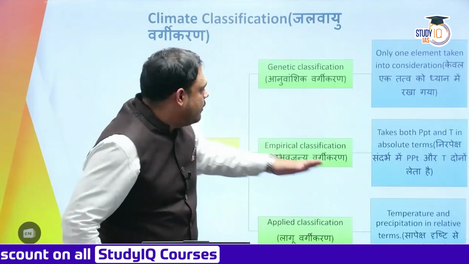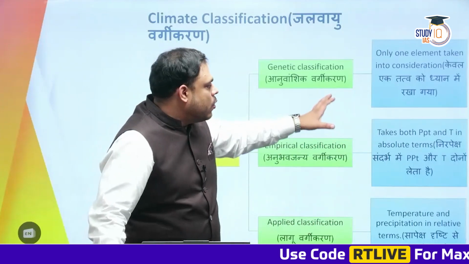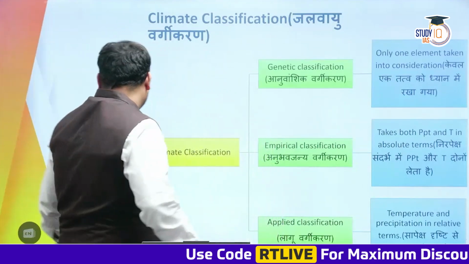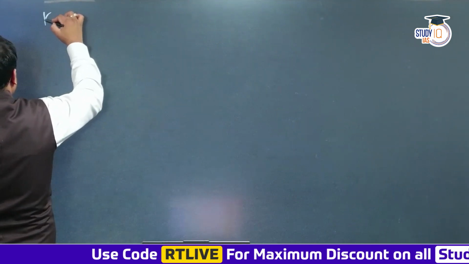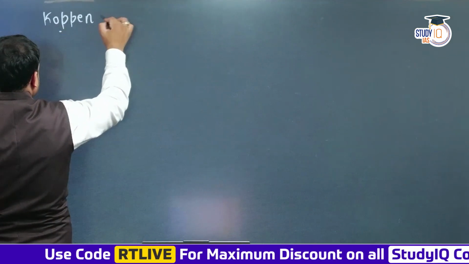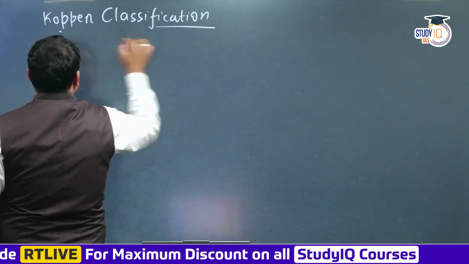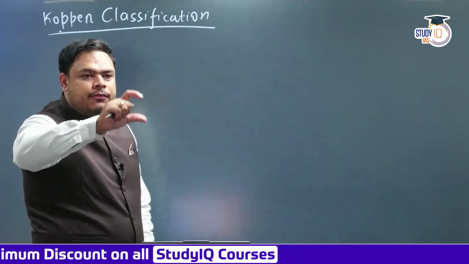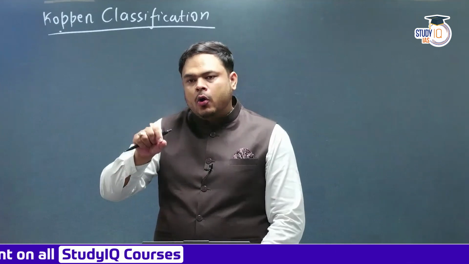In your NCERT, only one type of classification is given in detail, and that is Kuipen classification. That is nothing but empirical classification. Now, what is the problem with Kuipen classification? Let us talk about it. Now, guys, Kuipen has revised his empirical classification multiple times. 1907, I think, 1920s, 1932, and 33. Every book has a different version of Kuipen classification given. Getting my point? So follow the NCERT.